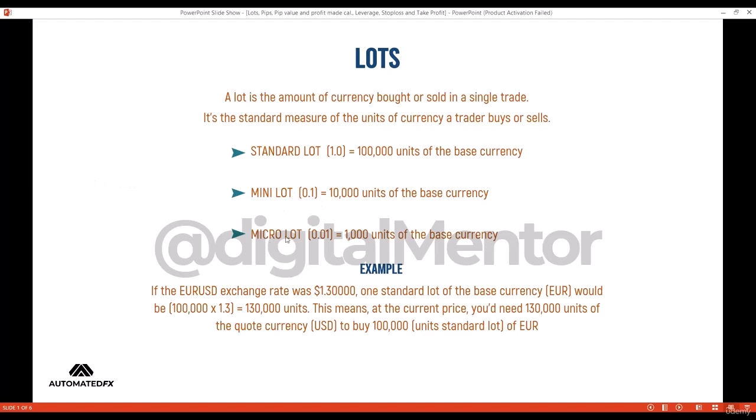And then we have what we call micro lots, which is 0.01, which is 1,000 units of the base currency. So we have an example here.